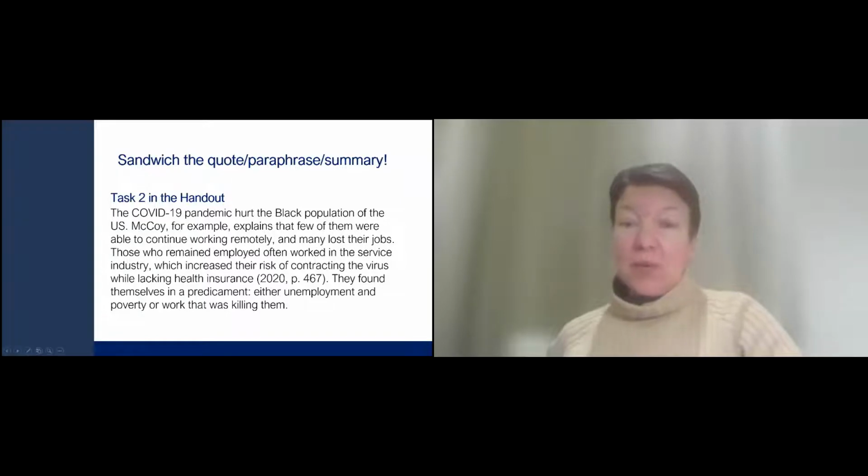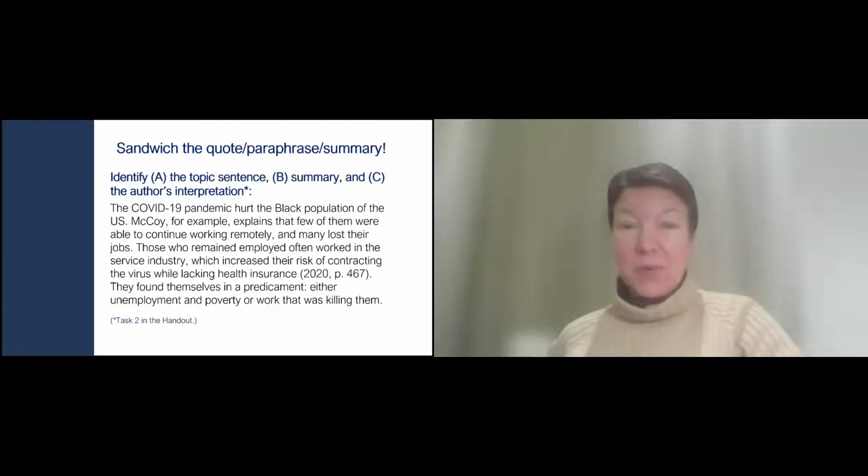So just to check how well we remember everything from the previous workshop, I'm going to ask you to identify 3 elements in this paragraph. It's not a very well rounded paragraph, but there are 3 main elements here. We have a topic sentence, we have the summary, and then we have the author's interpretation. Okay, so I'm going to give everyone 1 minute, and please put in the chat where the topic sentence is. You can just copy and paste it.